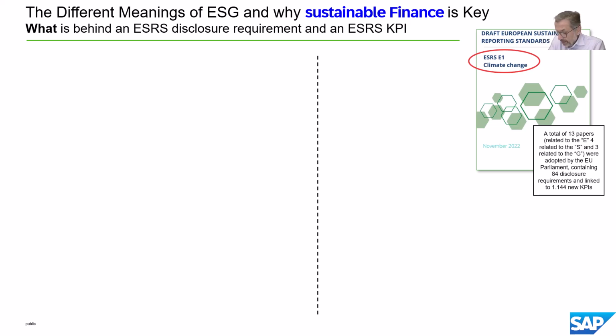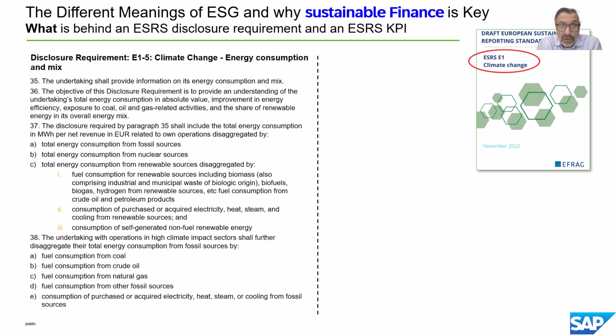And at this point in my presentation, I really would like to give you a glimpse, give you an idea what is behind the disclosure requirement and what a KPI really means. So on the left-hand side now, you see the disclosure requirement E1-5. This is one out of the 84 requirements. Here, the requirement climate change, energy consumption and mix. This is what you have to report from 2025 on.